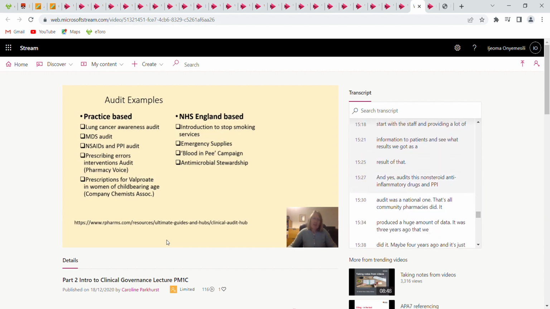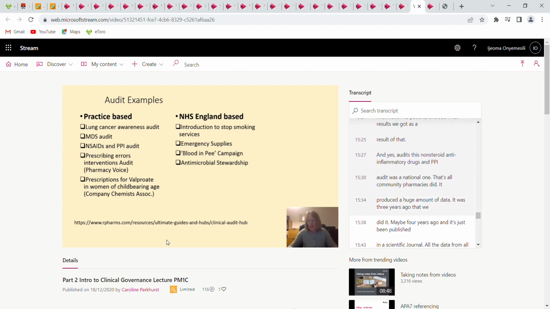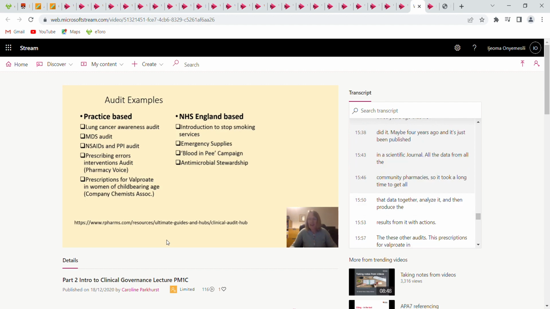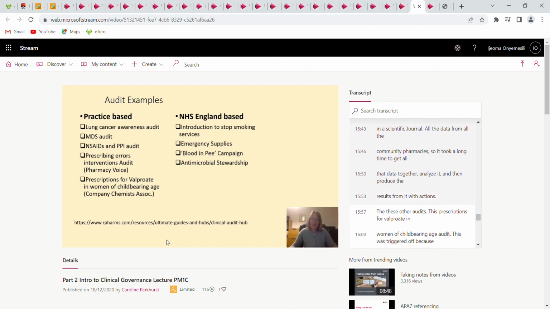The non-steroidal anti-inflammatory drugs and PPI audit was a national one that all community pharmacies did. It produced a huge amount of data. We did it 3 years ago, maybe 4 years ago, and it's just been published in a scientific journal, all the data from all the community pharmacies. So it took a long time to get all that data together, analyse it, and then produce the results from it with actions.